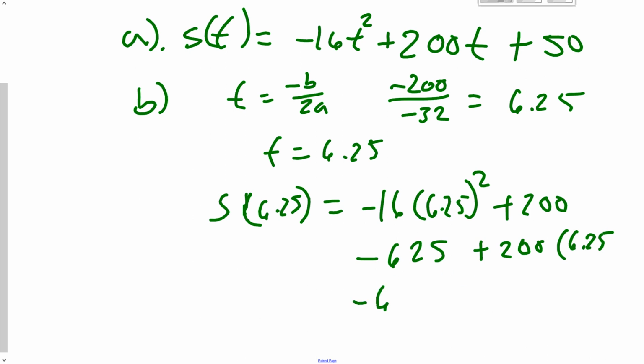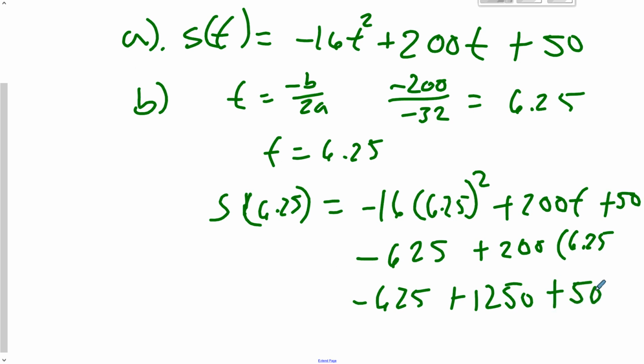That is 1250. Nope, 1250. That's an ugly 50, let's fix that. And then we're going to add our initial height, right, which was 50. So then we can add all these together, and that is 675. So 675 feet is our max height.